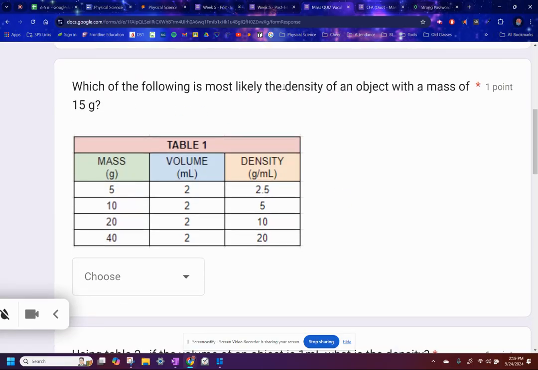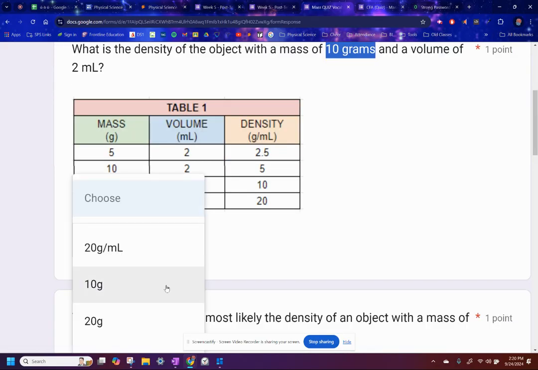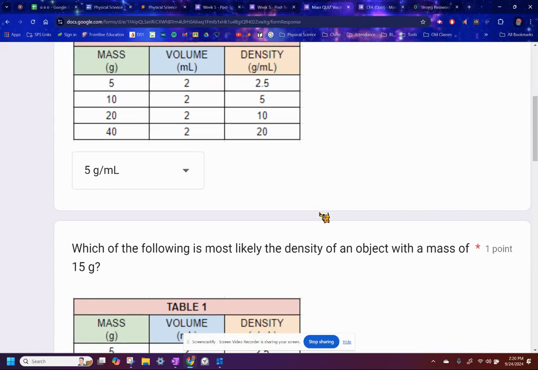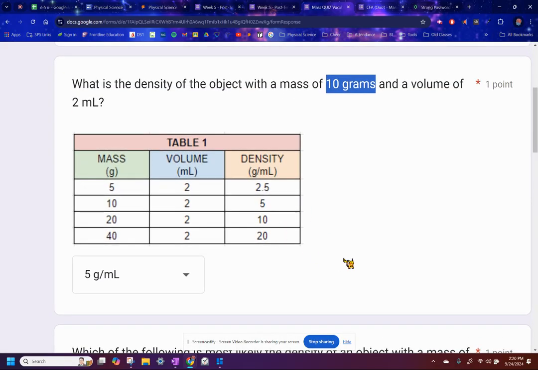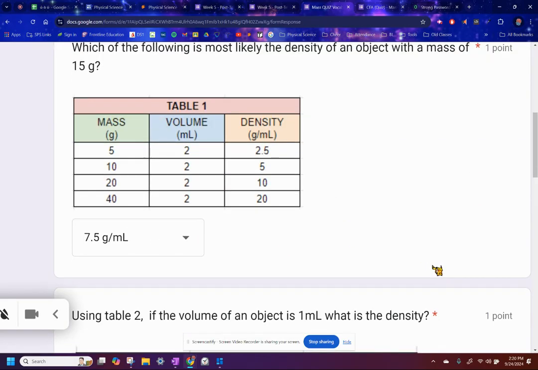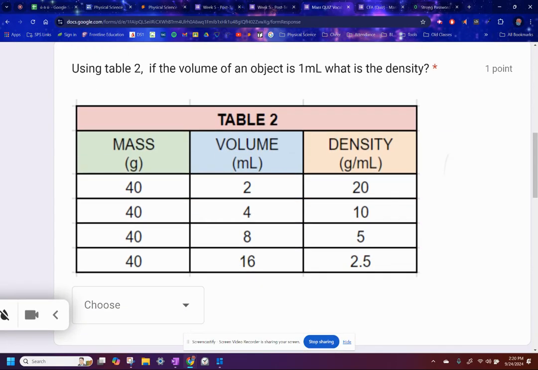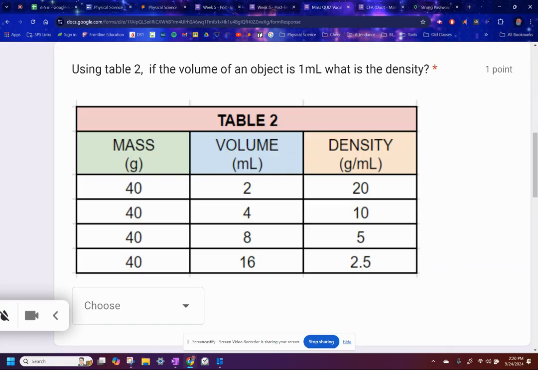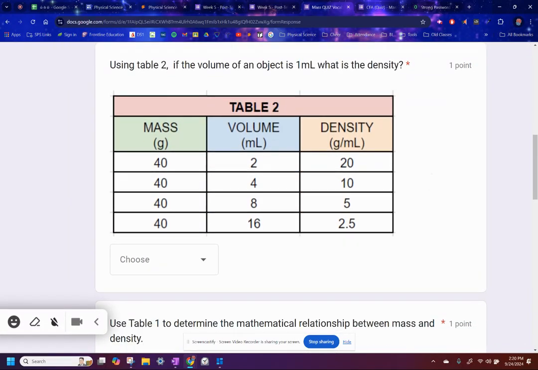Which of the following is most likely the density of an object that has a mass of 15? Well, 15's not in here, but it's going to be somewhere in between these two numbers. And that's 5 and 10, so it's probably like 7.5. Oh, there it is, 7.5. Cool.